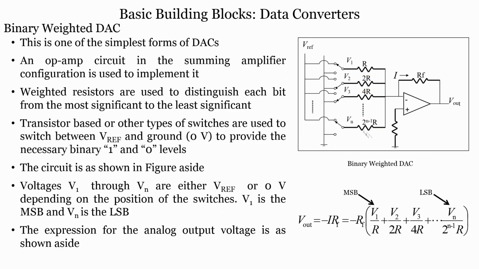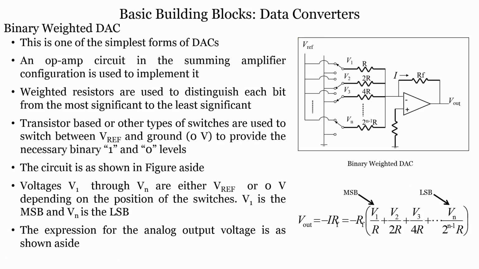If you have different voltages from V1 to Vn, the weights of the resistors would change, and there is a reference voltage. If the reference voltage changes, there will be a change in the output. We will see how this works. Let us first understand the circuit in detail.